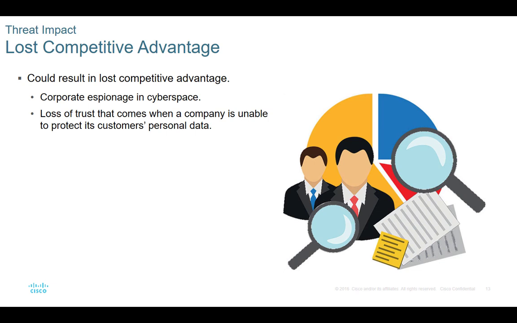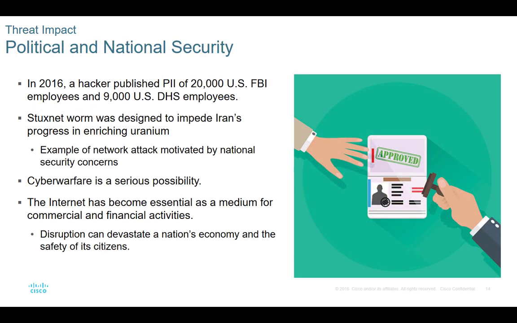Okay, so this piece here, we're just going to walk right through because you pretty much know this. For instance, it could result in lost competitive advantages. You know what hackers do. Just imagine they turn the lights out in your entire country. That could cause some serious problems. You know what can happen: people not being able to go to work. Political and national security: as you can see right here, in 2016, a hacker published PII, personal information, of 20,000 U.S. federal FBI employees. That can be seriously dangerous. And you can see the many types of what we call viruses that have been spread through the internet.